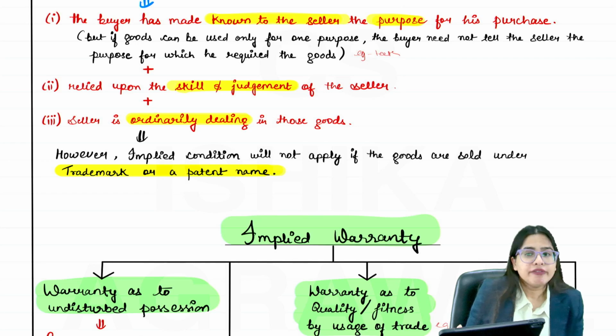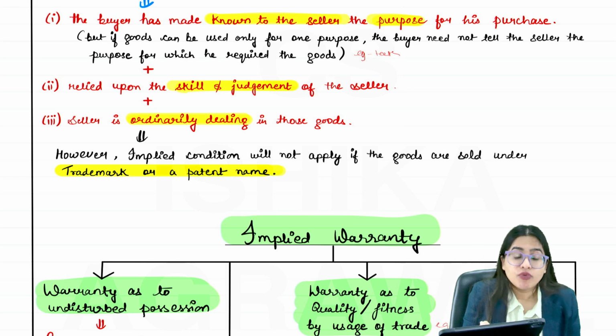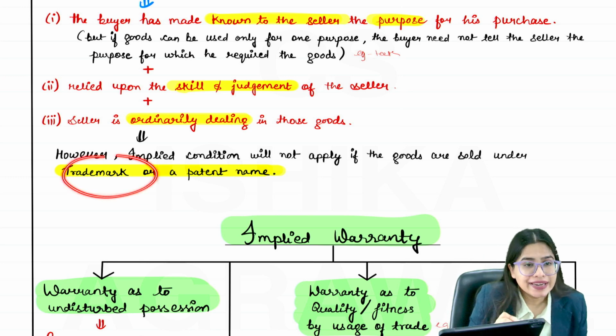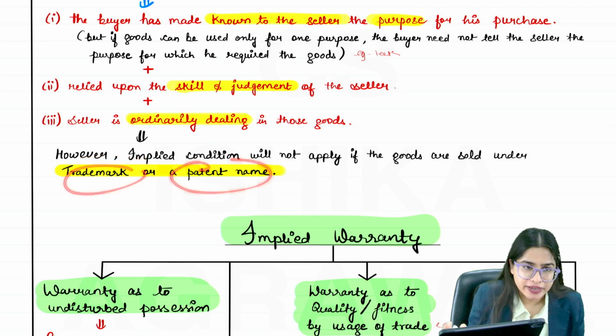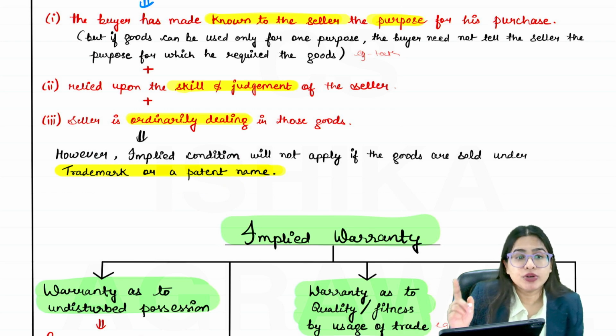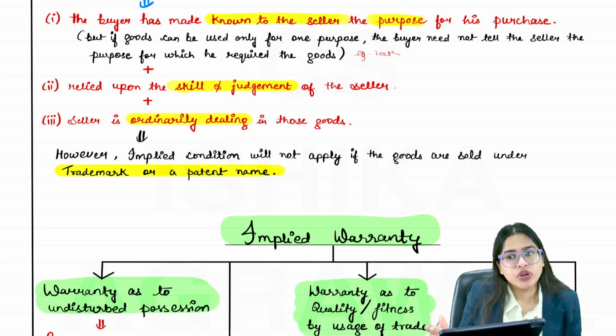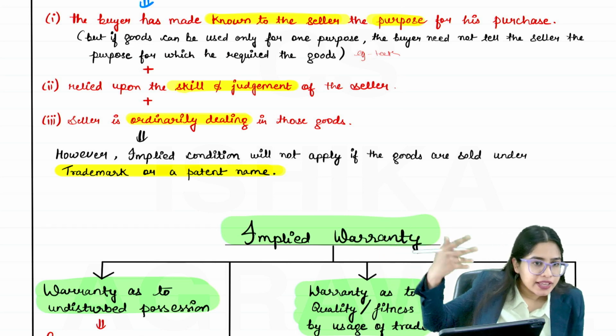Let's say I went to a shop and I said, give me Amul ghee. What is Amul? Amul is the brand name, trademark or brand name or patent name, you can say. I went to the shop and I said, give me Amul ghee. Now, here, he will simply give me Amul ghee.